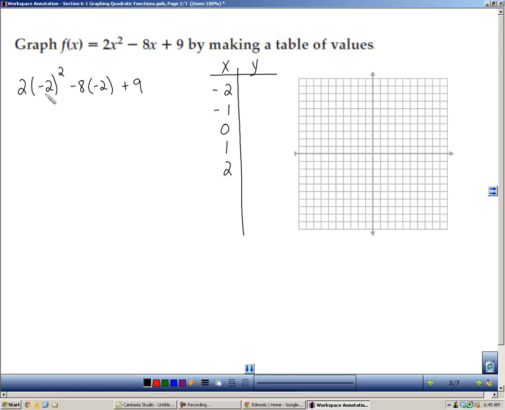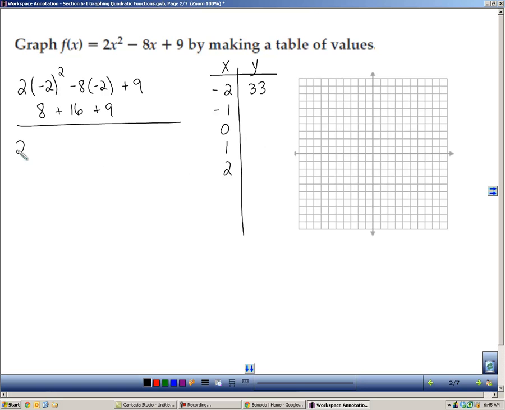So here I've put -2 in for x. -2 squared is 4. 4 times 2 is 8. -8 and -2 is plus 16. And then plus 9. So that's going to give me a 33 when I plug -2 in. Now, if you look at my graph, it is about 10 by 10 wide. 33 is way too high. So I'm going to even skip -1 because I don't think -1 is going to be close. So I'm going to try 0.